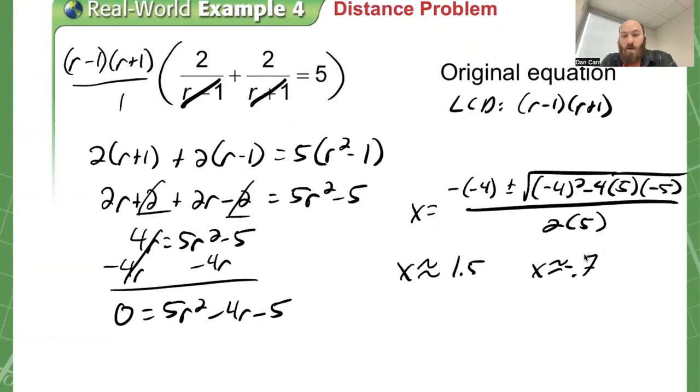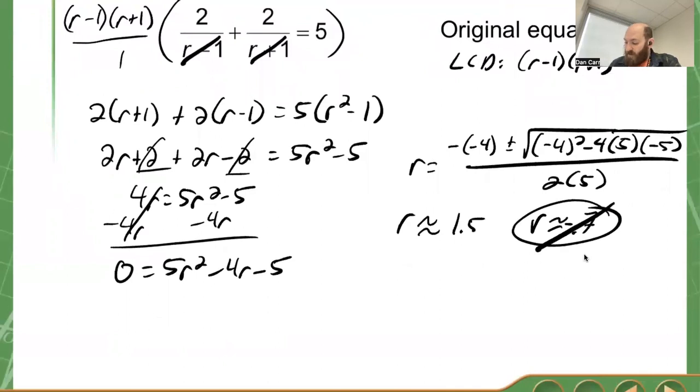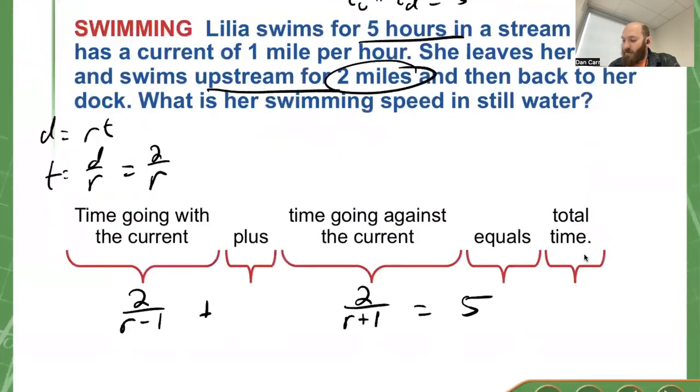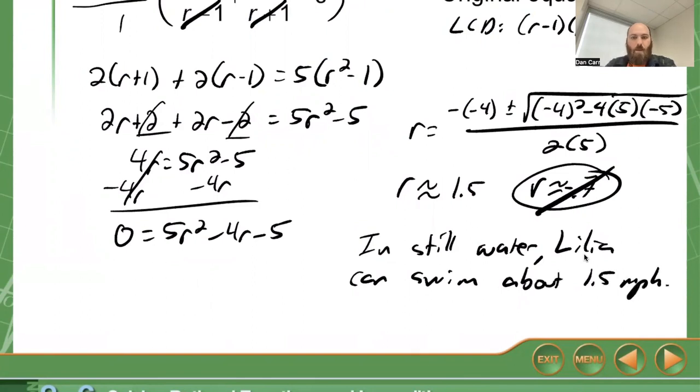Now, realistically, you know what I should do? I should make these all r's because that's what we solved for. Realistically, since this is the rate of her speed, she is not going to go negative 0.7. So we just get rid of that answer. So what that means is that in still water, got to double check her name again, Lilia can swim about 1.5 miles per hour.